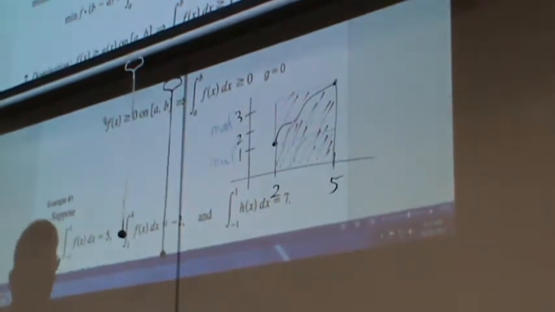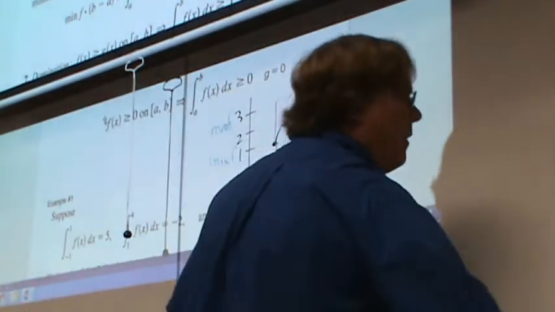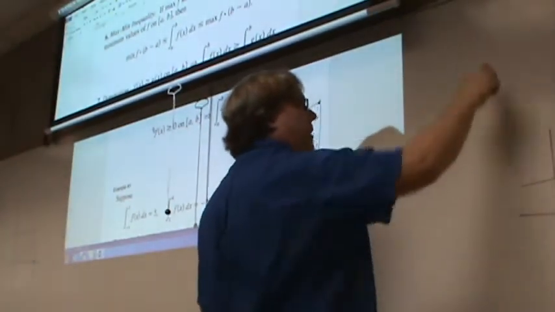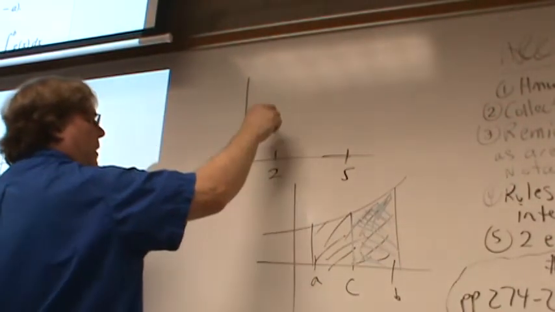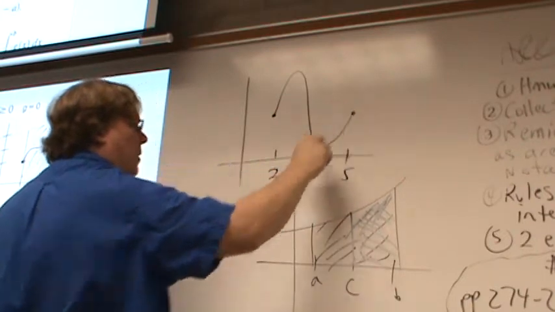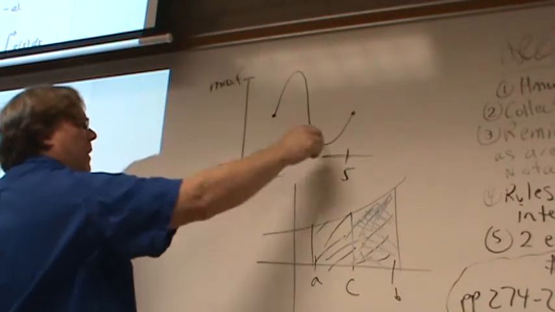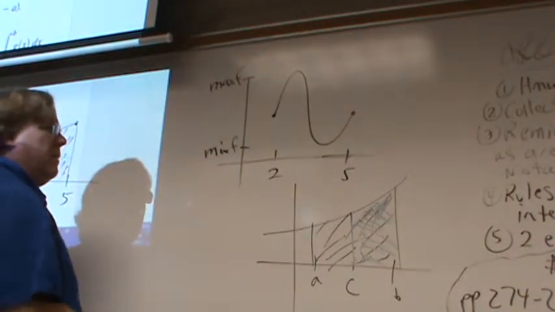But I drew this so that it would look like an LRAM, RRAM situation, and it doesn't have to look that way. I could have drawn my function like this. Here's 2 and here's 5, and the function goes up and down like that, where here's the maximum value of the function, and here's the minimum value of the function, right?